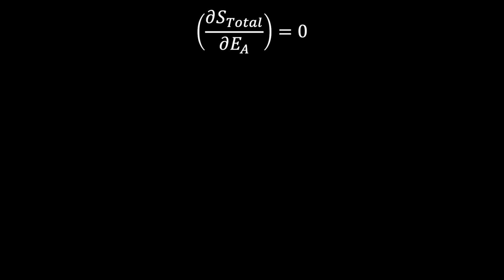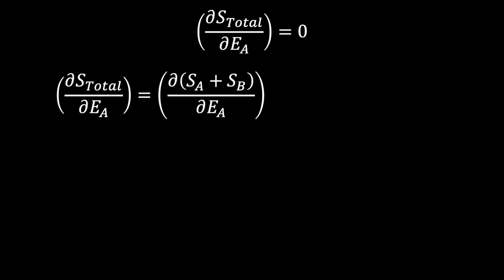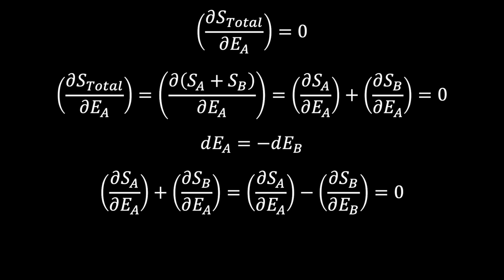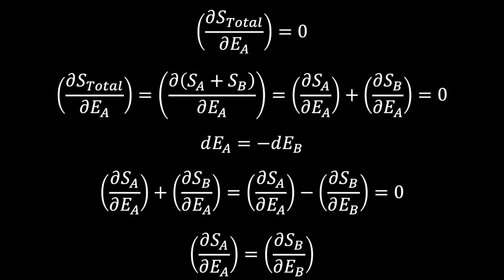Now we're going to go ahead and rewrite this equation. The total entropy is equal to the entropy of system A plus the entropy of system B. So we go ahead and expand this equation, and now, due to the conservation of energy, any change in the energy of system A is equal to the negative change in the energy of system B. So we go ahead and substitute this in, and we're going to move things to this side, and we can see a final relationship. The derivative of the entropy with respect to energy must be equal between two systems that can exchange energy with each other at equilibrium.